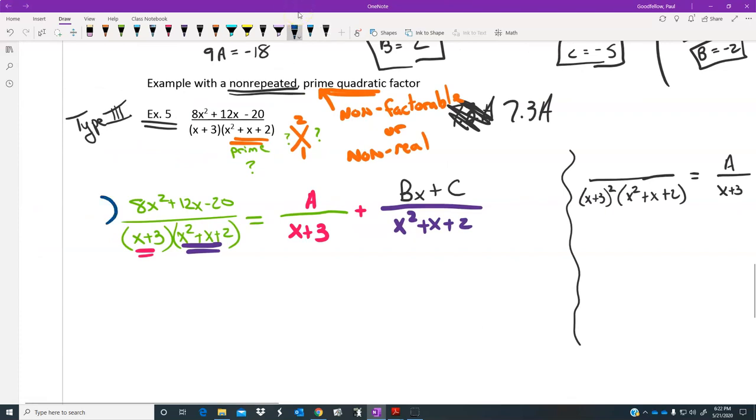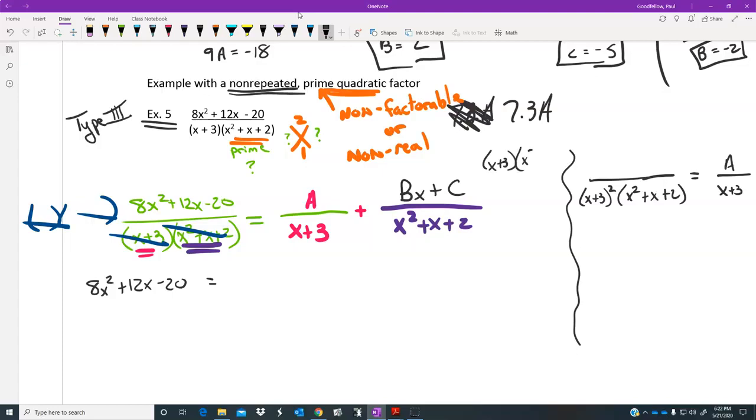You end up multiplying each side by the common denominator. I'm not even going to show it over here because it ultimately ends up canceling everything on the left side. And you end up with 8x² + 12x - 20 is equal to, now you have to multiply it by this side, which is x + 3 and x² + x + 2, and you have to distribute it again on each one of the individual cases. Now, if I was distributing it on the A, the x + 3's would cancel, and it'd be A times (x² + x + 2).